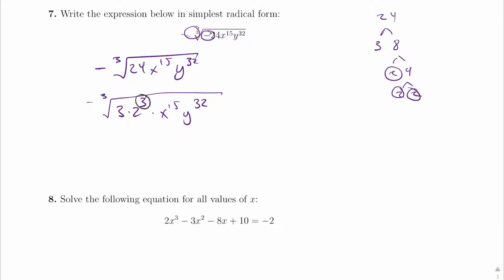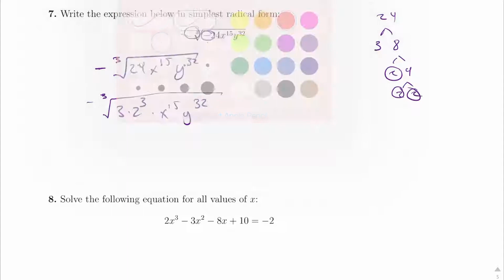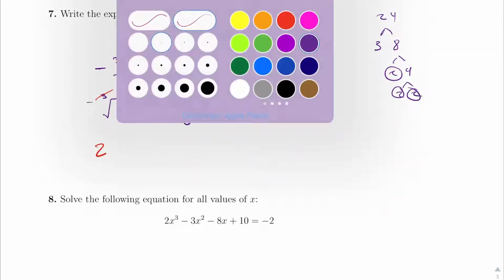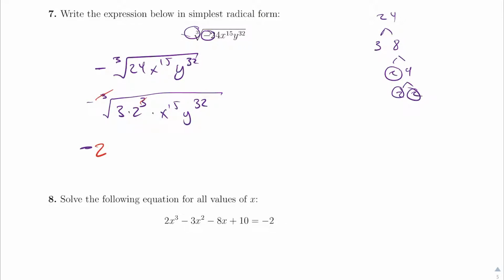Let's see why that's nice. Cube roots and cubes interact really well. Groups of 3 are really nice here. Cube roots and cubes cancel out. So that will give us a 2 outside. But it's negative because of this. We're still going to have a cube root. 3 is still inside because it wasn't part of a group.